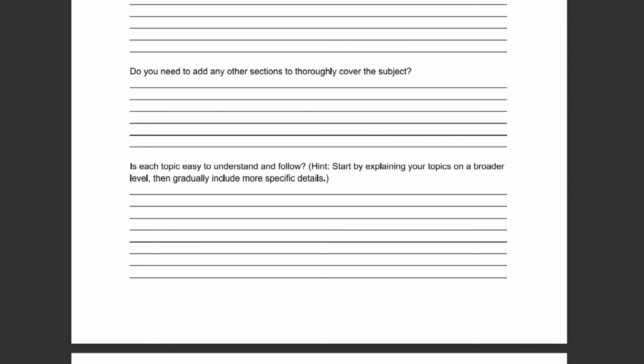Is each topic easy to understand and follow? Start by explaining your topics on a broader level, then gradually include more specific details. It may be helpful to share your book with another expert on the topic for another take on the material. This person may be able to suggest additional perspectives, supporting evidence, or information that you could include in your book.